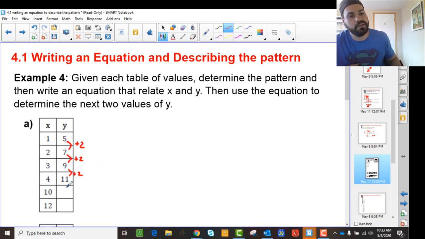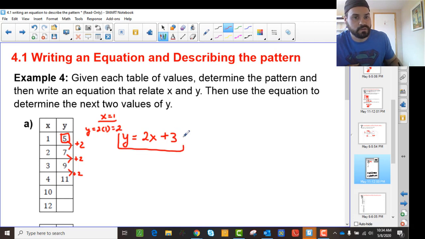So what I need to do in order to fill it in for 10 is I have to think about what my equation is. So the equation is the rate of change is 2, right? It's going up by 2, so 2x. And then I have to add my base amount. If you let x equal 1, this is how you check your base amount, all right? Then our y value should be 5. So if I just go y is equal to 2 times 1, I get 2. So to get from 2 to 5, I have to add 3. So this is going to be my equation, 2x plus 3.